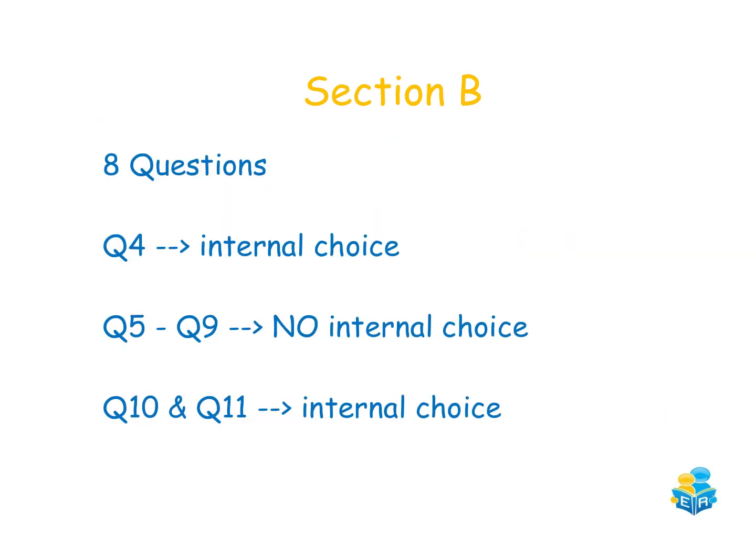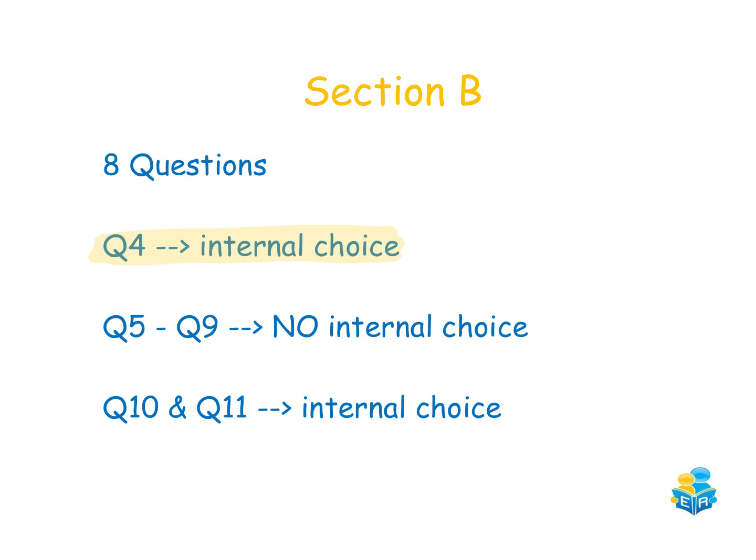So with section B, there will be 8 questions in this section, and some of them have choice and some of them do not. So question 4 does have internal choice. There are going to be 12 parts in this question this year, and you only need to answer 8 of them. Now, what I recommend for question 4 is that you attempt as many of them as you can, and we'll see why in a moment.